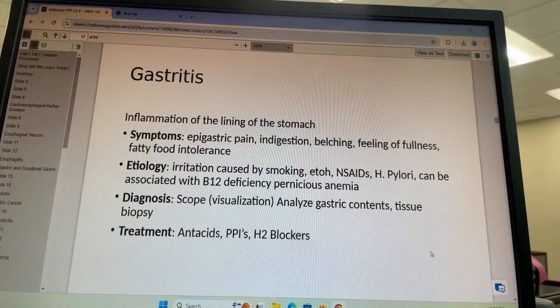Diagnosis, again, using a scope to visualize it. You can also analyze the gastric contents, do a tissue biopsy just to make sure it's not cancer or something. Again, treatment, most of the diagnosis and treatments are going to be very similar with GI. Antacids, PPIs, H2 blockers.